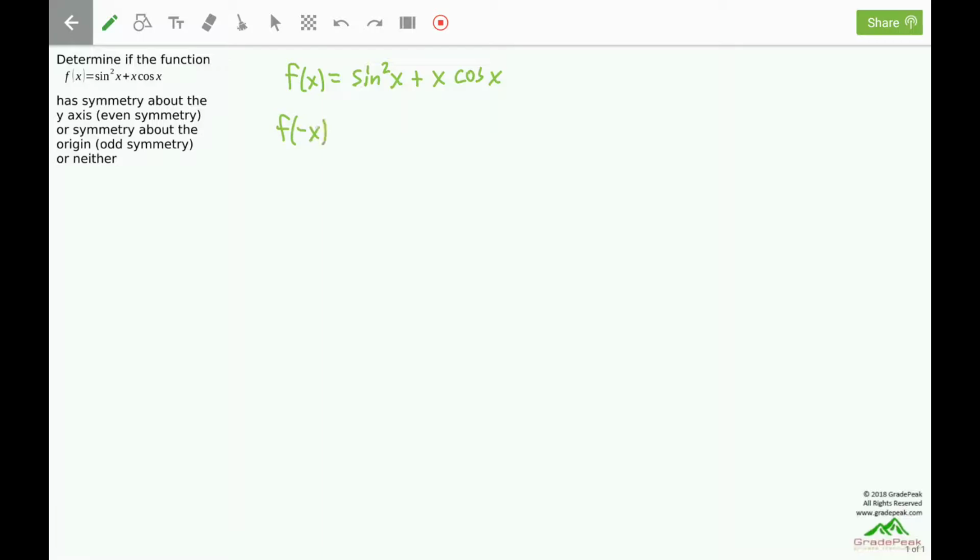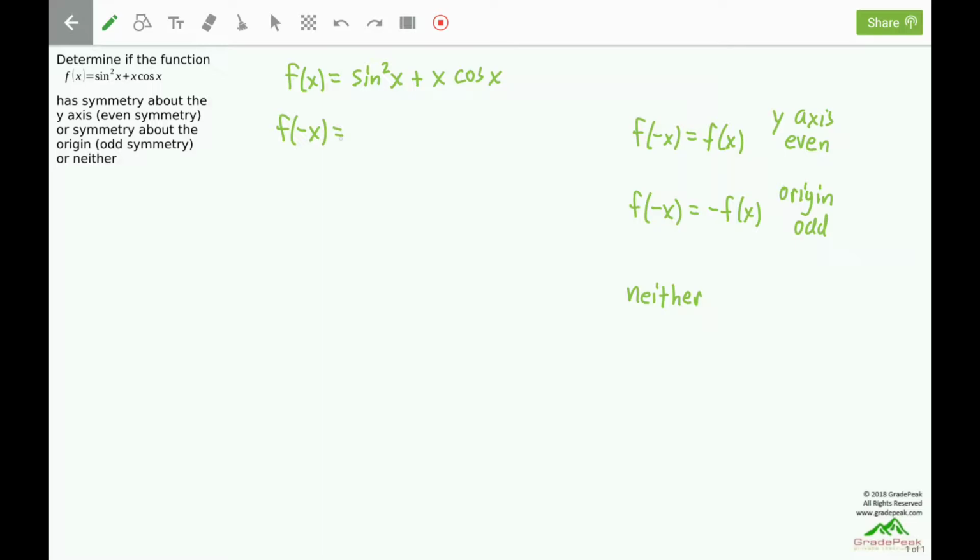What we're going to do is calculate f of negative x. If we find f of negative x to be exactly equal to f of x, this will have y-axis even symmetry. If we find f of negative x to be exactly equal to the negative of f of x, this will have origin odd symmetry, and if we find neither to be the case, it will have neither symmetry.